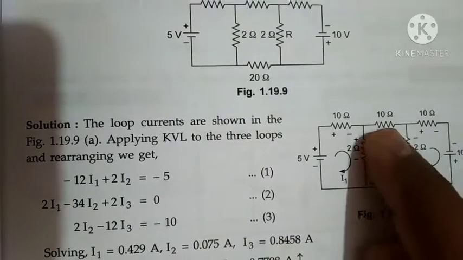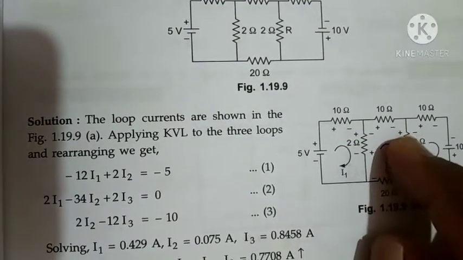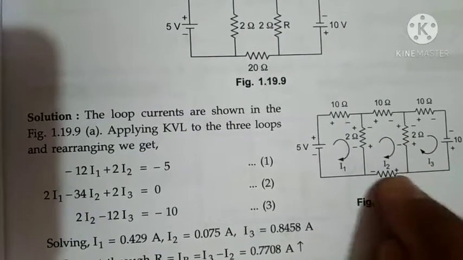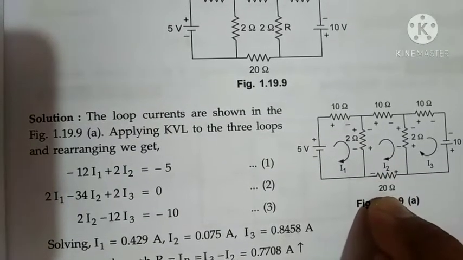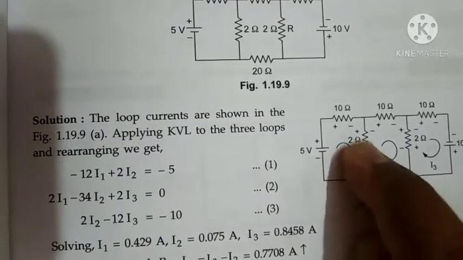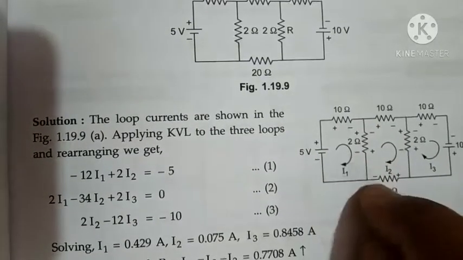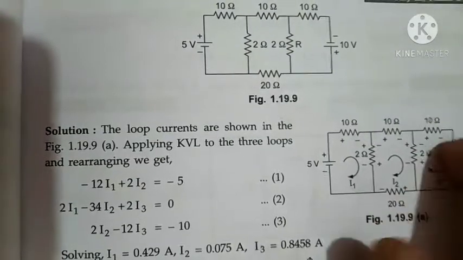Similarly, for the second equation, minus I2 into 10, then minus 2 into I2 plus 2 into I3, minus I2 into 20, or 20 into I2. Then here minus 2 into I2 plus 2 into I1 equal to 0. This will give us the second equation.